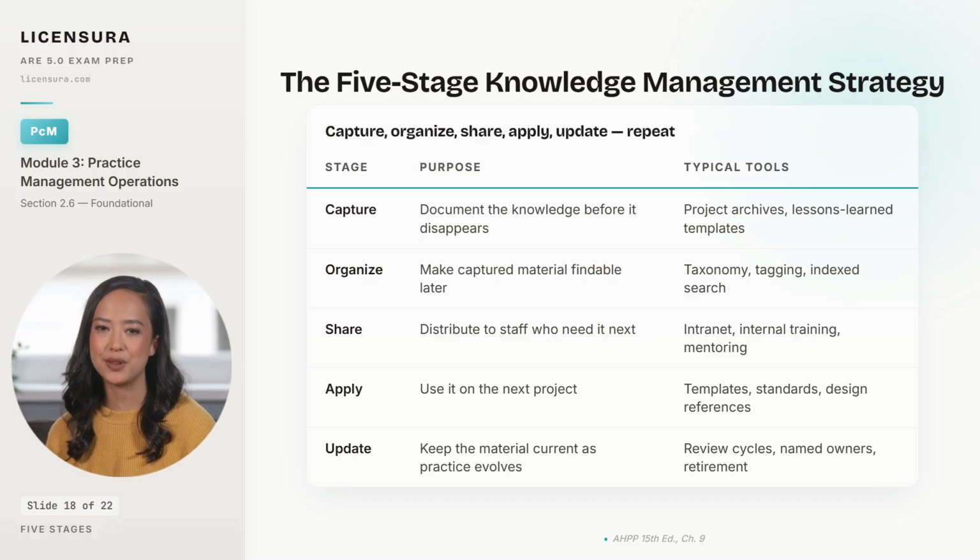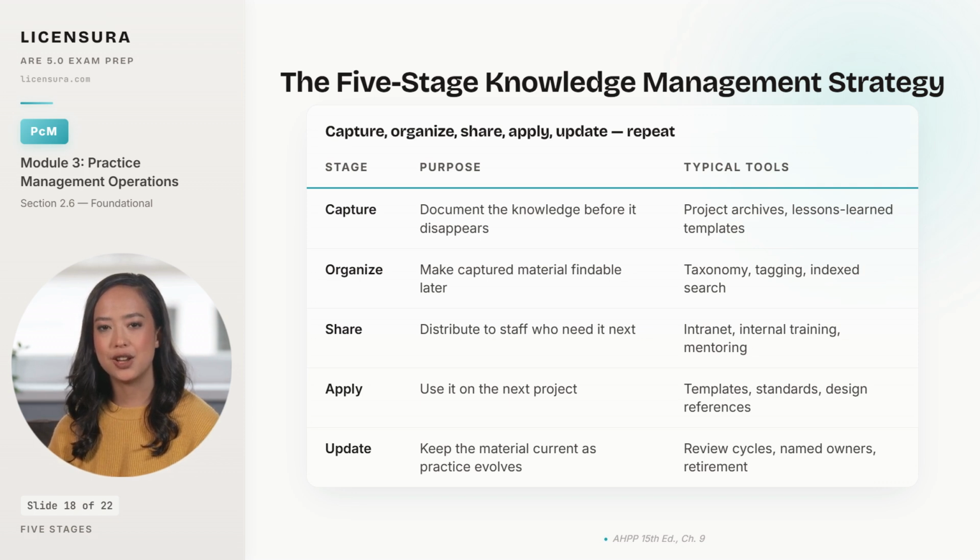Share is the active step of distributing what was captured to the staff who need it next. The vehicles are an intranet, internal training, and one-on-one mentoring between senior and junior staff. Apply is the test of whether the whole system actually works.